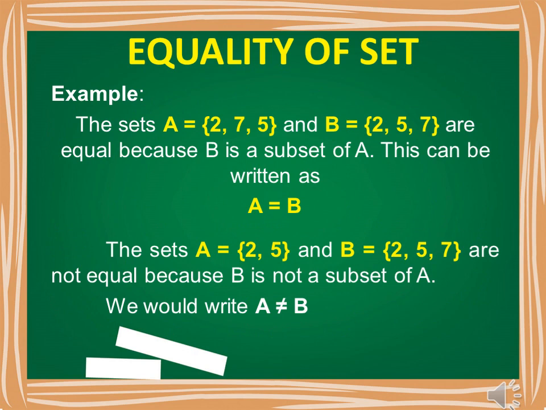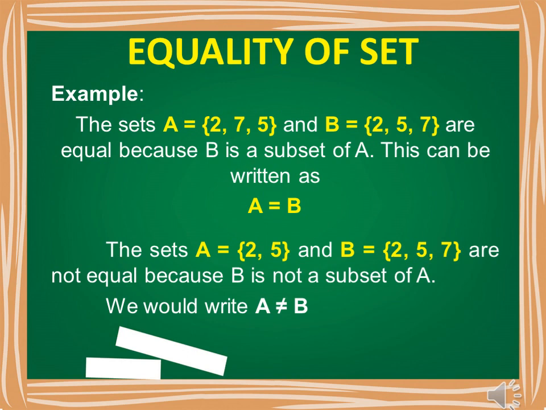Let's take these examples. We have set A, which has elements 2, 7, 5, and set B, which has elements 2, 5, 7. The question is, are they equal? Yes, because B is a subset of A in which all elements of B are also elements of A. So they are equal. In symbol, this can be written as A equals B.